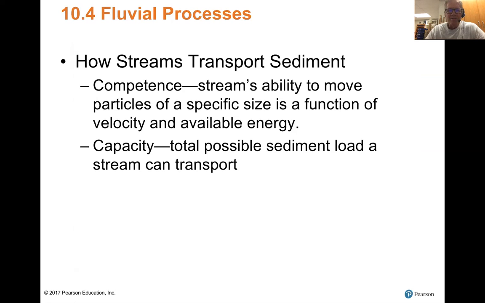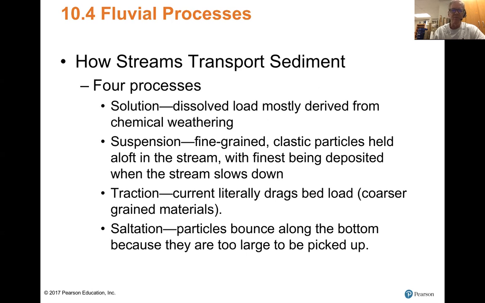The competence of the stream is its ability to move particles of a specific size. And again, it's a function of the velocity and available energy. And then the capacity is the total possible sediment load that a stream can transport. And again, there's animations in the weekly modules, so make sure you watch those.